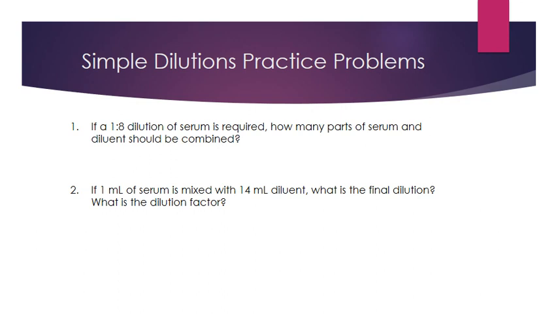So simple dilution practice problems. Number 1, if a 1 to 8 dilution of serum is required, how many parts of serum and diluent should be combined? So if we have a 1 to 8 dilution, we know that 1 is the volume of our sample, right, our original sample, and 8 is the total volume. So we can say we have 1 part serum plus X amount of diluent equals 8 total parts. So the answer is we should have 7 parts of diluent.